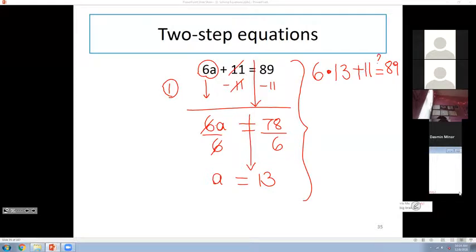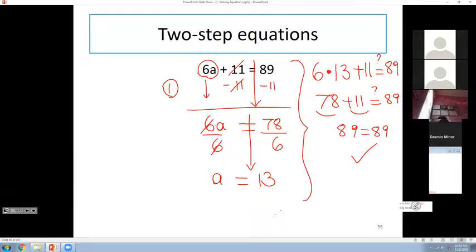So let's check it. 6 times 13 is 78, plus 11. Is it equal to 89? Let me see. 78 plus 11 is 89. And 89 is equal to 89. That means that 13 is the solution to the problem. That's good.